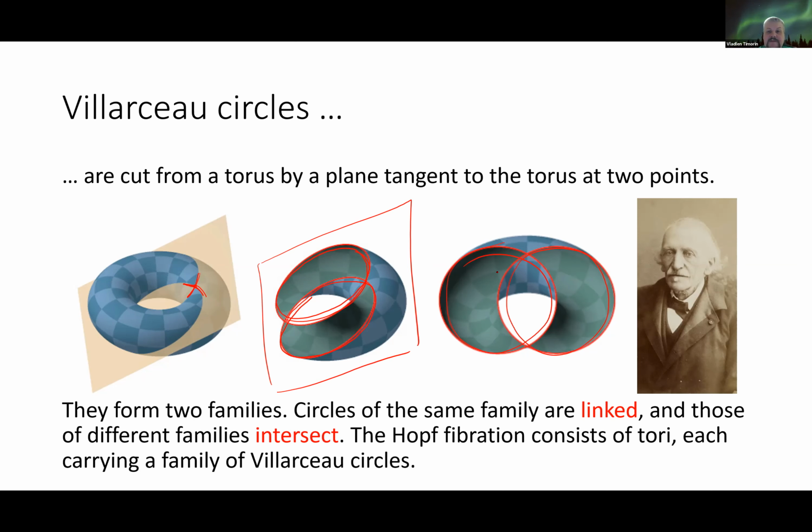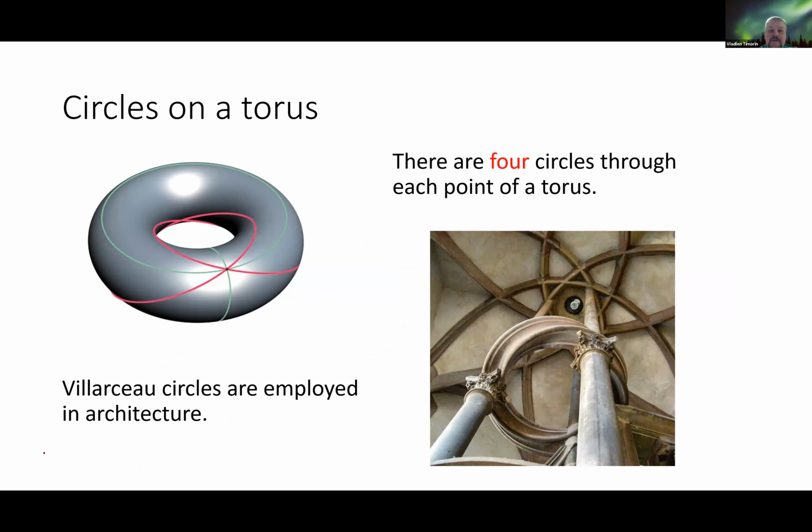And therefore, there are two families of Villarceau circles on the torus. Circles of the same family are disjoint and linked. And circles of different families intersect. So when you cross a torus by a plane like this, you get two circles of different families. And in general, if you take a torus, then there are four circles through each point.